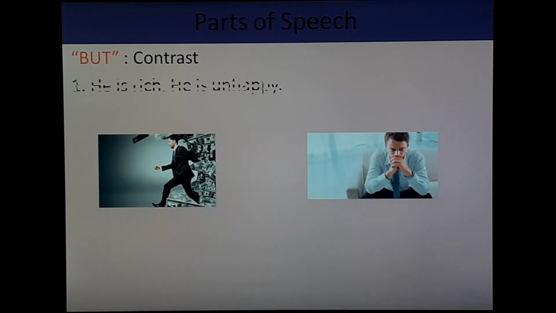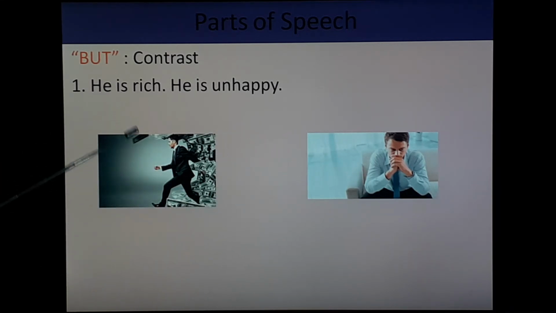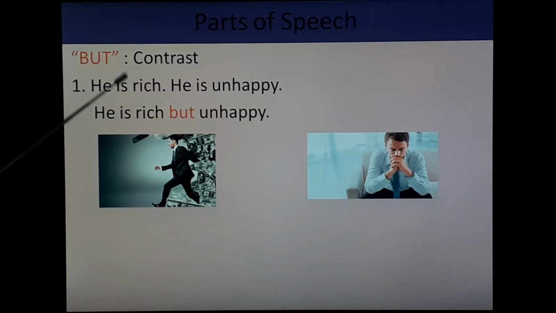Next, that is but. But shows contrast. How? That we will see with the help of examples. First, he is rich, he is unhappy. Usually, rich people are happy. Okay. But here, rich but unhappy. So, contrasting words are given. That is why here you have to put but. So, he is rich but unhappy.